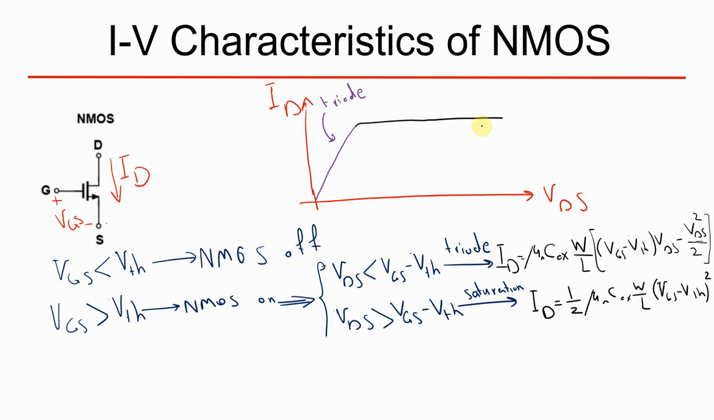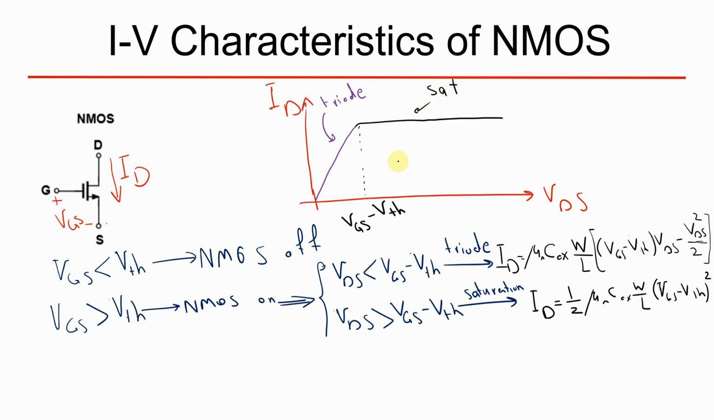This is a straight line, and here this is the boundary between triode region and the saturation region, which equals gate source voltage minus V threshold. And as you can see, if drain source is less than VGS minus V threshold, the transistor works at triode region. But if the drain source voltage is greater than gate source voltage minus V threshold, the transistor works at saturation region.